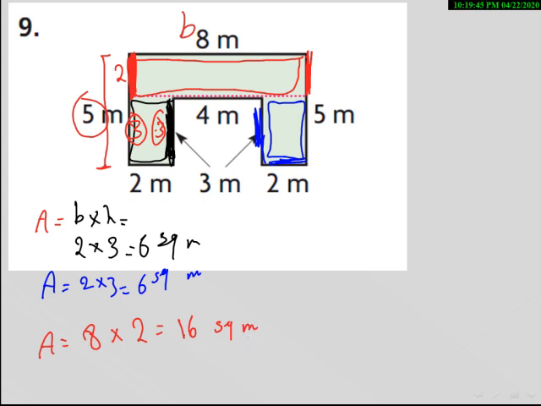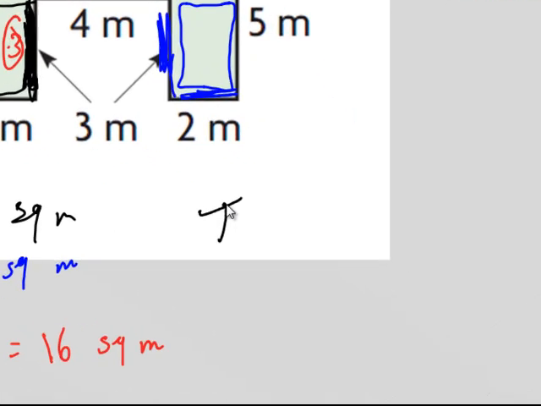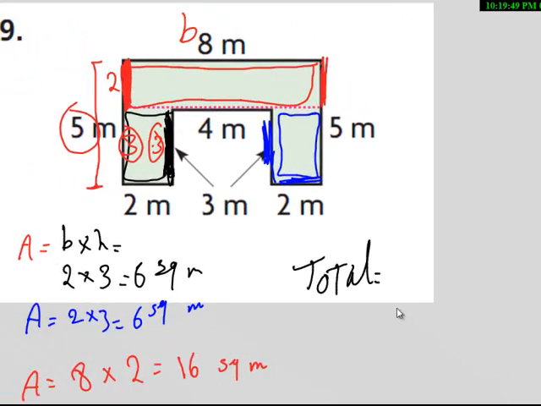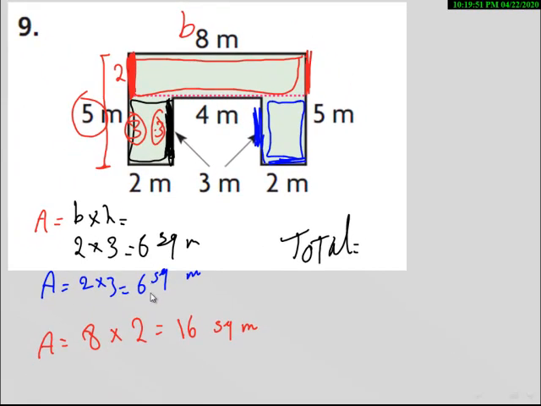So what is the total answer? What is the total area? Total area equals 6 plus 6 plus 16. Great job. If you said excellent, 28. 28 what? 28 square meters. Great job. Here we go.